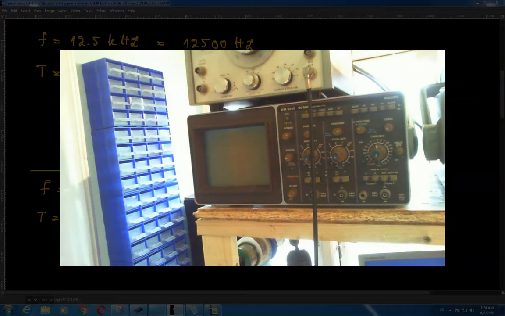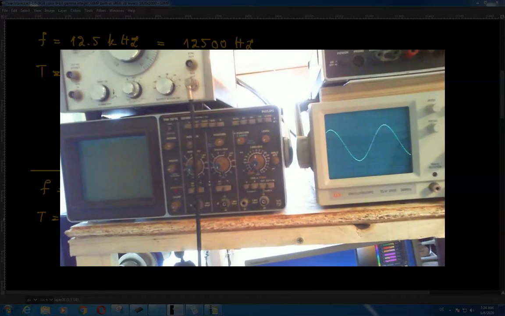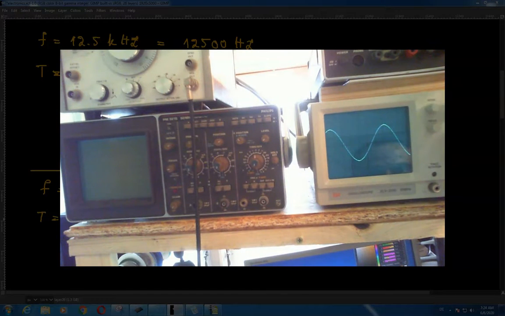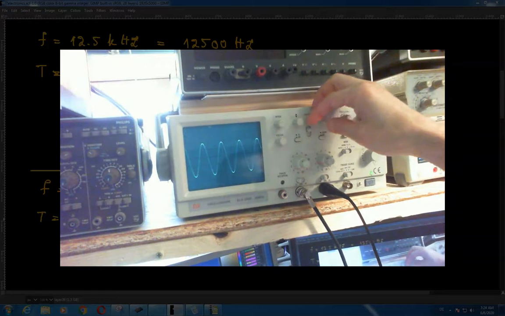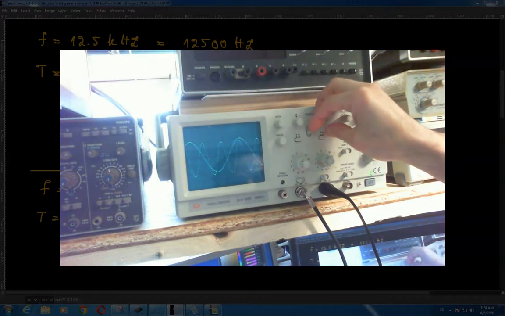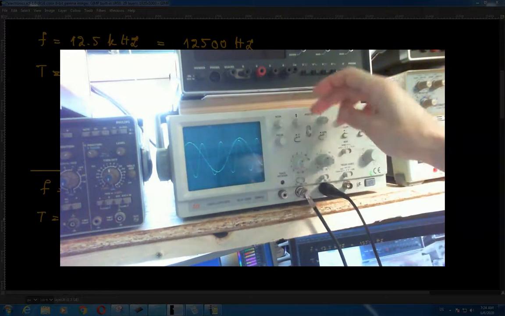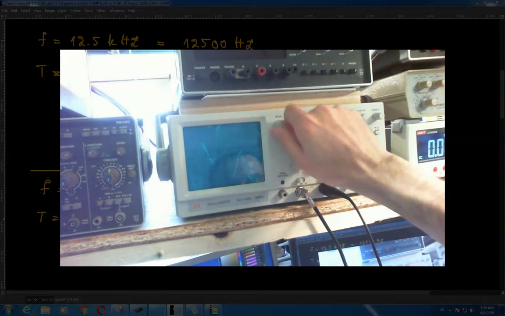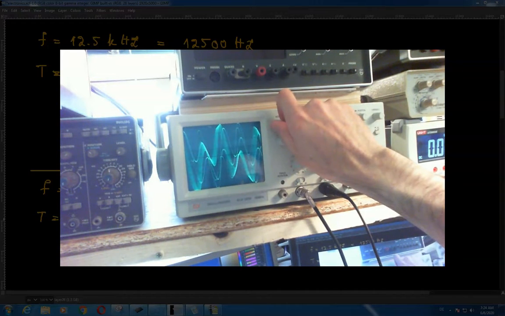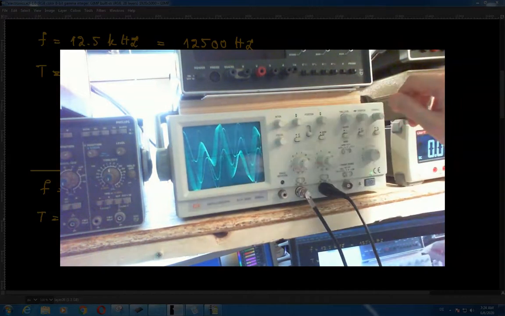Now, the next thing we have here is the mode switch, which allows you to select between channel 1 and channel 2, and this is dual mode, seeing both of them simultaneously, and this is the add mode, which allows you to add both the signals together, right?